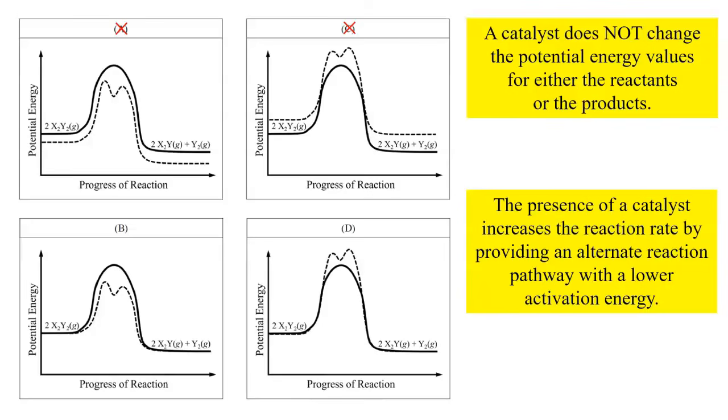Since the presence of a catalyst increases the reaction rate by providing an alternate reaction pathway with a lower activation energy, that makes the best choice choice B for question 11. So choice B is the correct answer with a lower activation energy pathway in the presence of a catalyst.